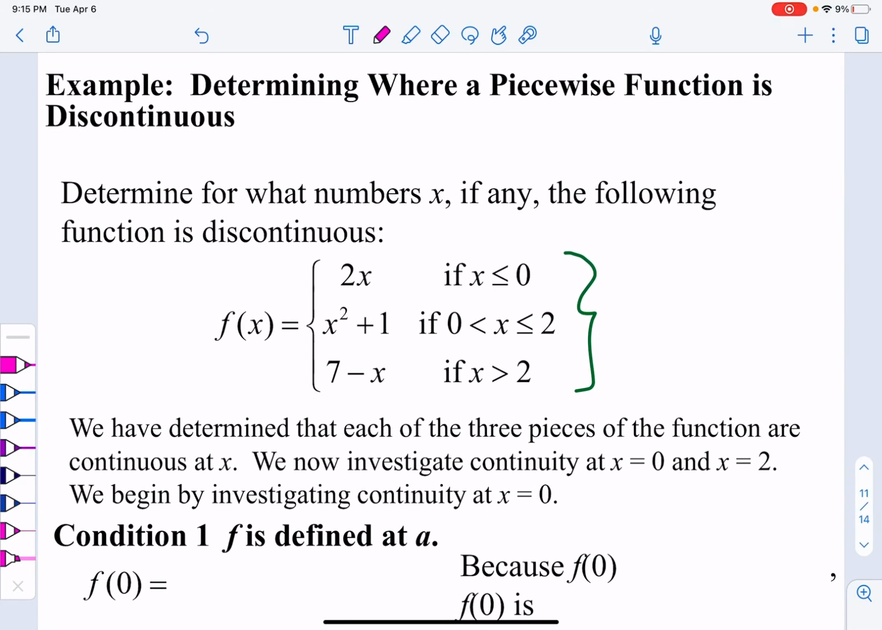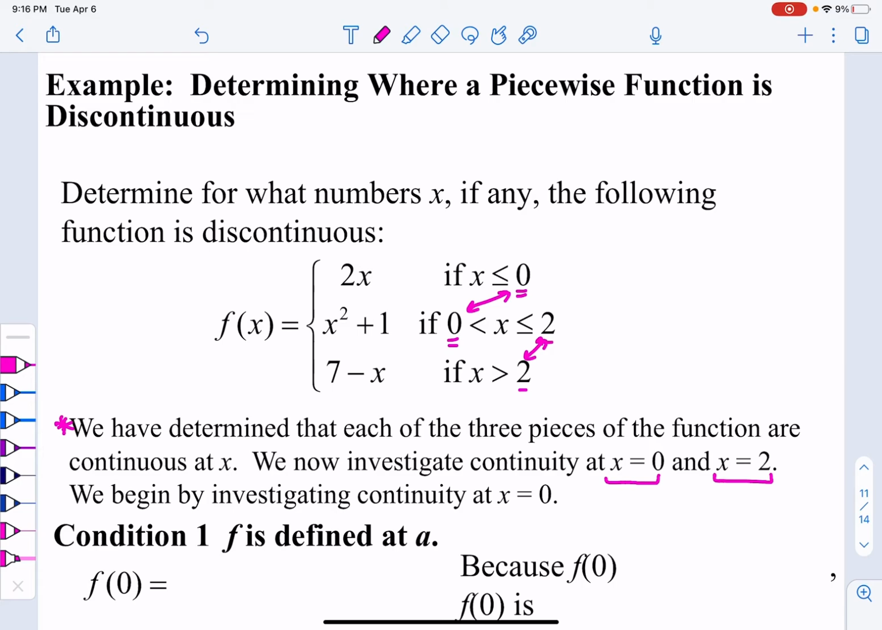So again, skipping down halfway through that, we have determined that each of the 3 pieces of the function is continuous at x. We now investigate continuity at x equals 0 and x equals 2. Why are we going to look at those 2 pieces? Because we have a change from a 0 to a 0, and we have a change from this 2 and the 2. So we have 2 changes occurring in our graph. Something's changing at 0 and something is changing at 2. And we want to know, can I go from left to right on my graph without having to pick up my pencil? That's kind of the idea behind continuity. So we're going to evaluate those 2 pieces, x equals 0 and x equals 2.